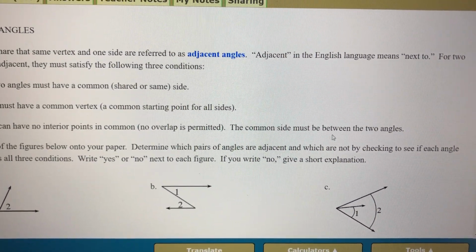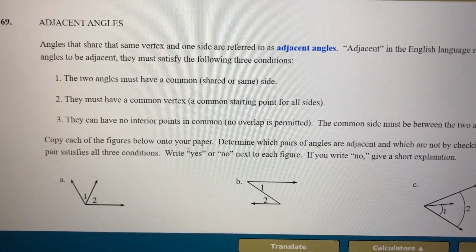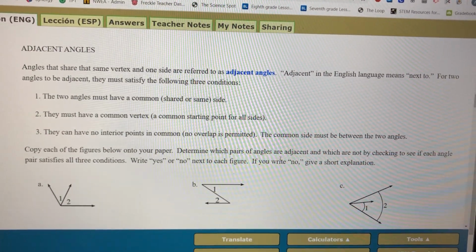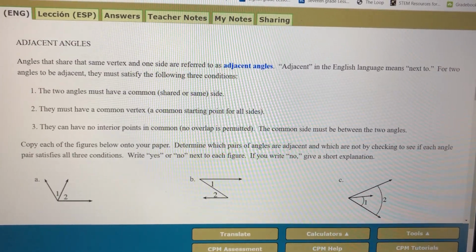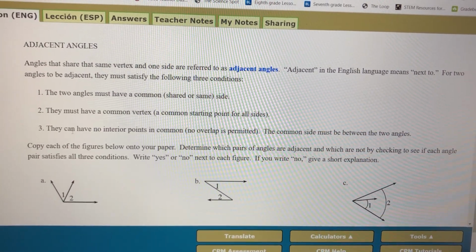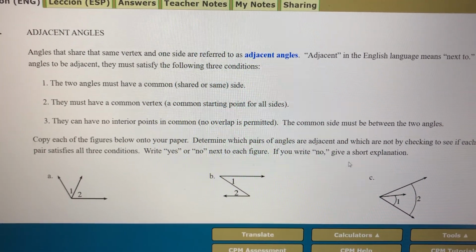The common side must be between the two angles. So I want you to copy each of the figures below on your paper, determine which pairs of angles are adjacent and which are not by checking to see if each angle pair satisfies these three conditions. Write yes or no to each figure. If you write no, give a short explanation.